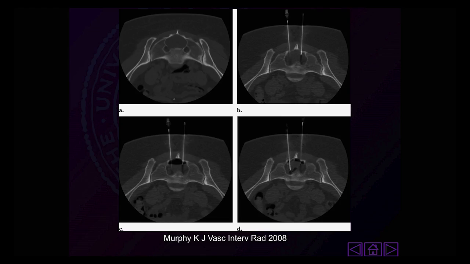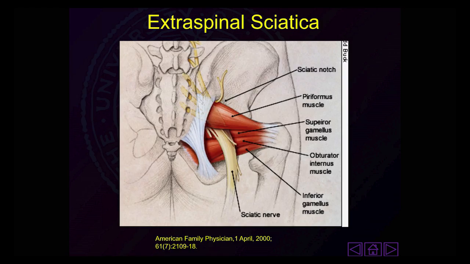You can also inject fibrin glue. So in this particular patient with a large Tarlov cyst, two needles are placed, one to aspirate and then one to inject the fibrin glue to help seal off that opening. So multiple options for patients who may have cysts that are symptomatic.